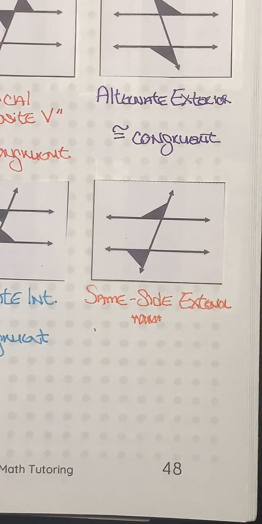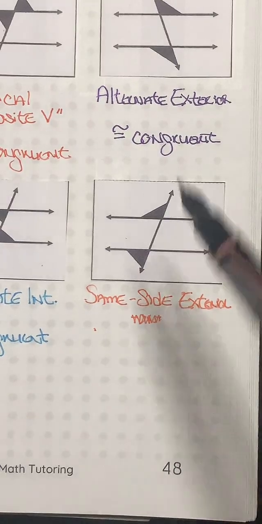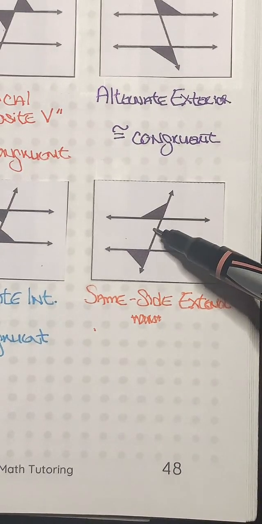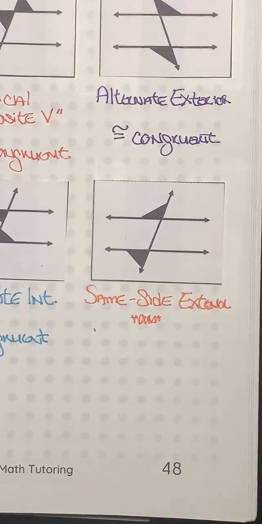So what do you think about same side exterior angles? These aren't going to be consecutive because I don't have one after the other. So Pog, you're thinking they're supplementary also because of corresponding angles?